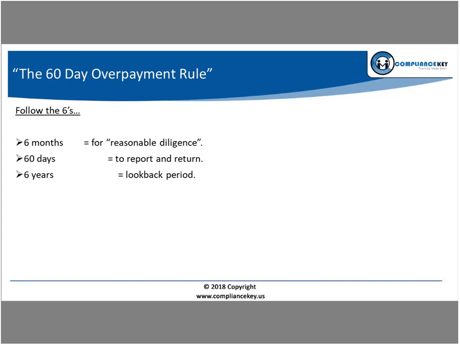And so I just put this slide up here, follow the sixes, which is the first one is 6 months. So from the moment at which something has been potentially identified, you've got 6 months for which to conduct your reasonable due diligence. And then if after that 6 months or within that 6-month time frame, you have quantified that there is an overpayment issue, then you would have 60 days to report and return that particular overpayment. And then the look back period that you need to go is going to be 6 years from the date in which the overpayment was made.